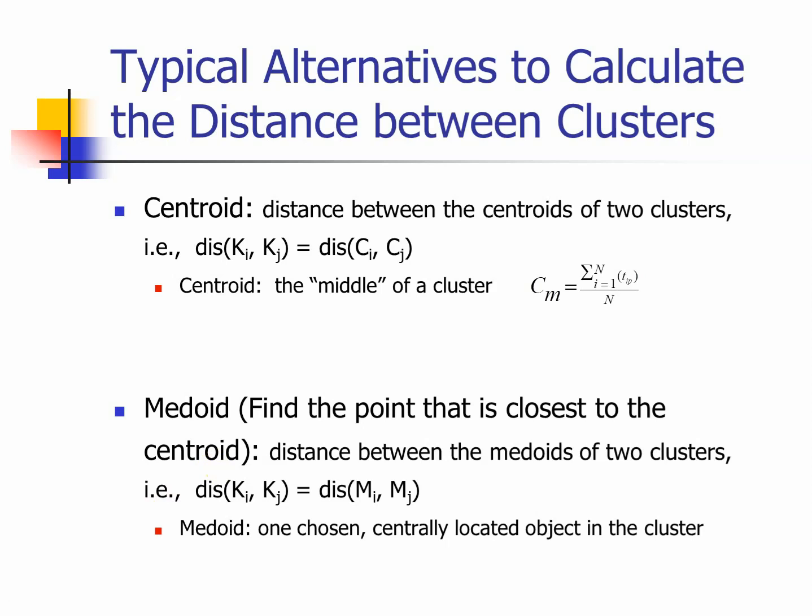So this is what we would be able to see. The concept is exactly the same. It's just adding one more concept over there to represent a more realistic centroid center of the cluster. So you can see that the Medoid is one chosen, centrally located object in the cluster.